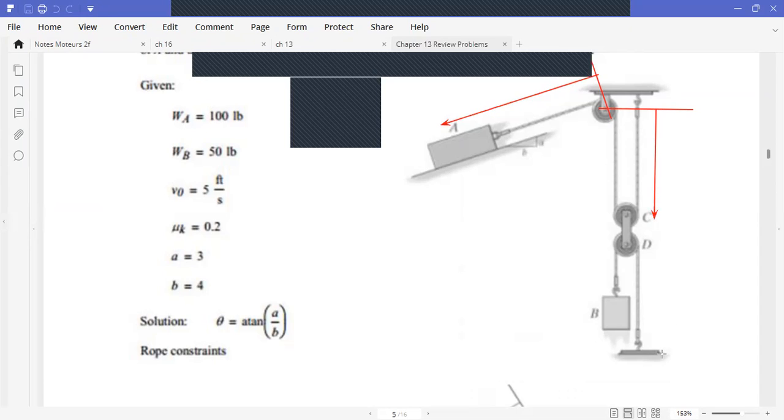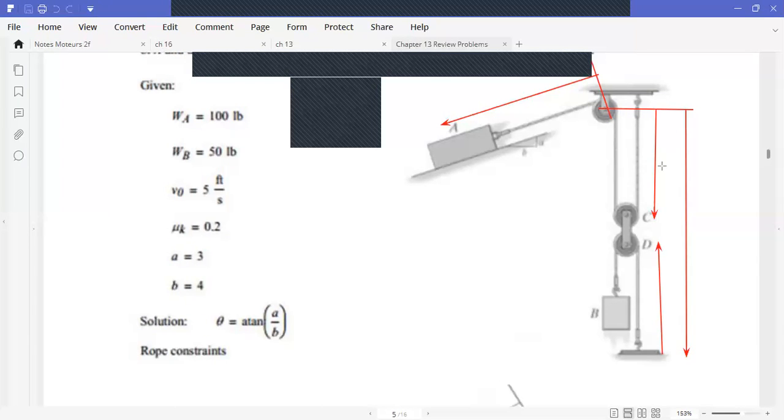If I put SD, I can get a relation between SC and SD. Why? Because the distance from here to here is a constant distance. So SC plus this constant plus SD equals a constant. So SC plus SD is equal to a constant, and I can relate SC and SD. So there is no need to take two coordinates. It's enough to take one coordinate.